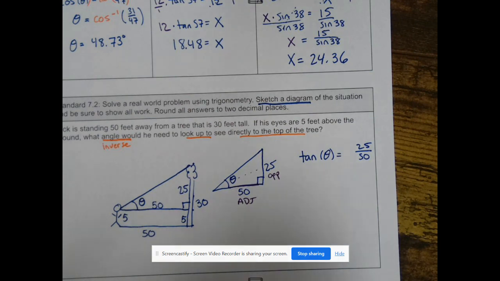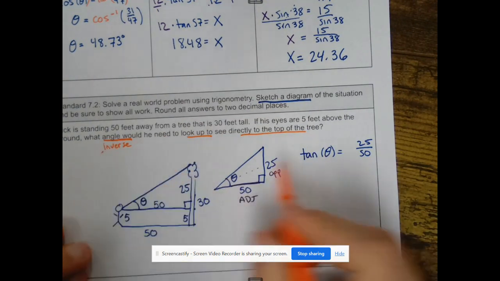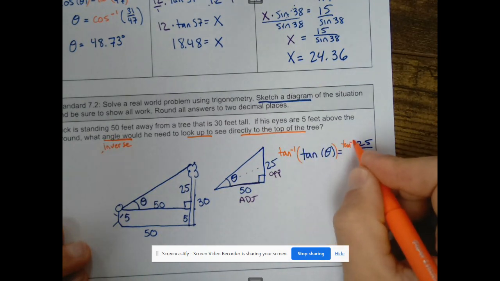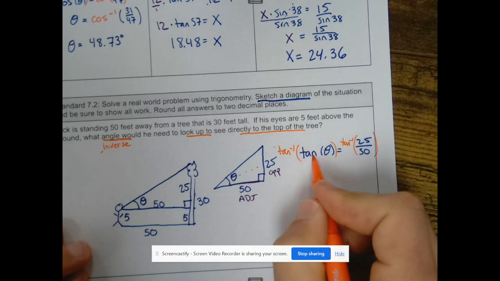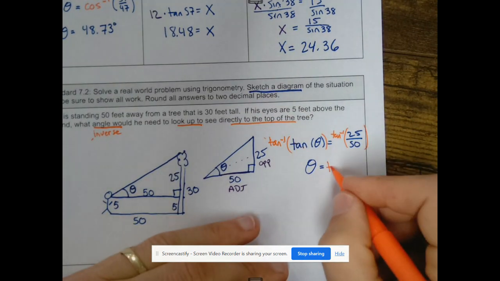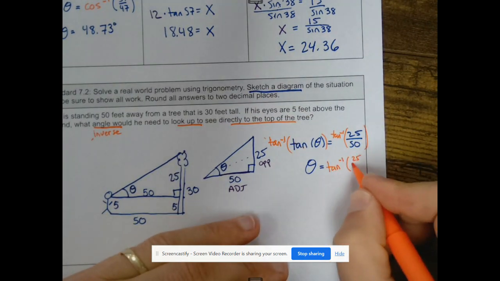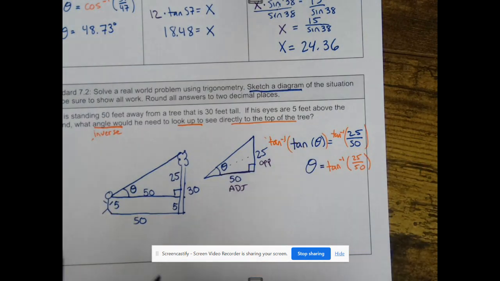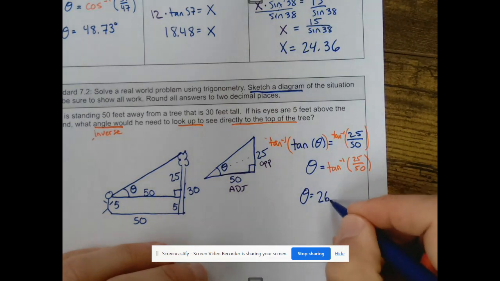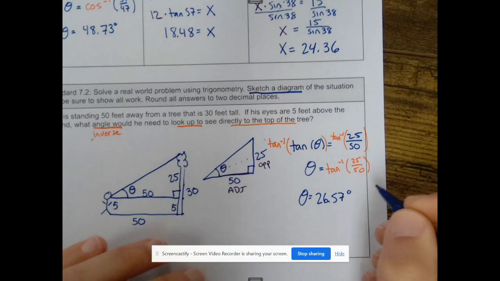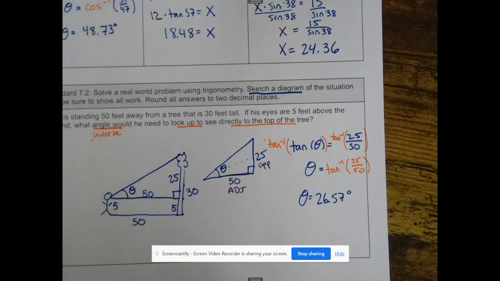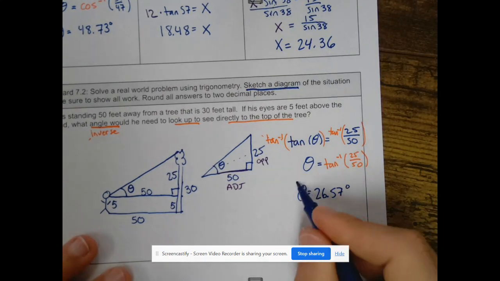In order to solve this, what do we need to do? We said it already, inverse. So we're going to take the inverse tangent of both sides. Those cancel out, so I'm left with just theta equals the inverse tangent of 25 over 50, which works out to be theta equals 26.57 degrees. So Nick would need to look up at 26.57 degrees from where he's standing to see directly to the top of the tree. And we can box that so it's clear.